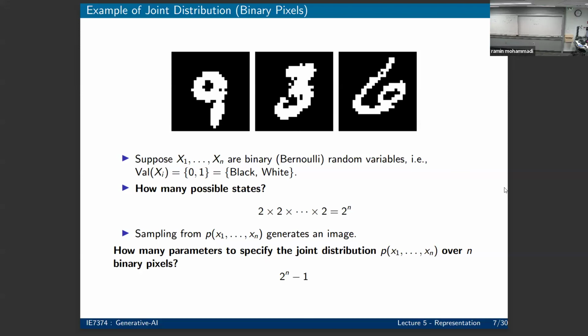If you want to sample from this image, for example from a pixel, it could be either 0 or 1, right? So if you want to generate it, the total combinations that you could generate is 2 to the power of n. So how many parameters do we need to define this joint distribution for one image? It's going to be 2 to the power of n minus 1. Again, why minus 1? Because if I know the last one is white or black, then I don't need the other one, right? So minus 1. That's for a black and white image.